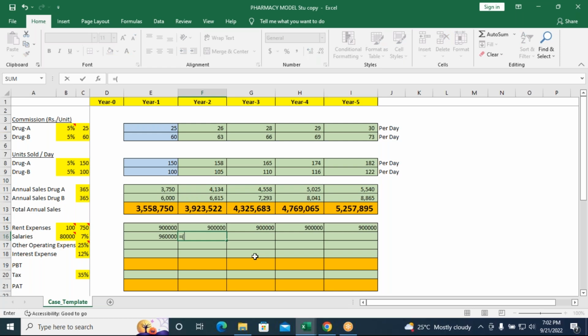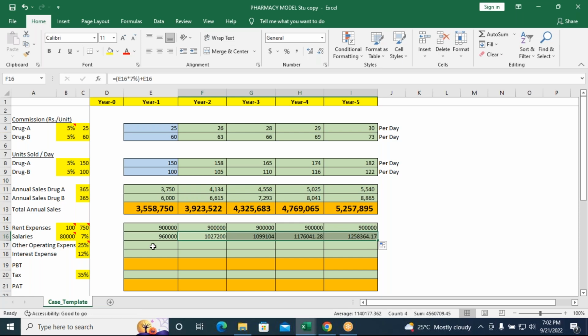So open the parenthesis, select this value of the first year into 7%, close the parenthesis, plus add that value once again. So this is the value I'm going to get for year 2. So I'll just select it and drag.